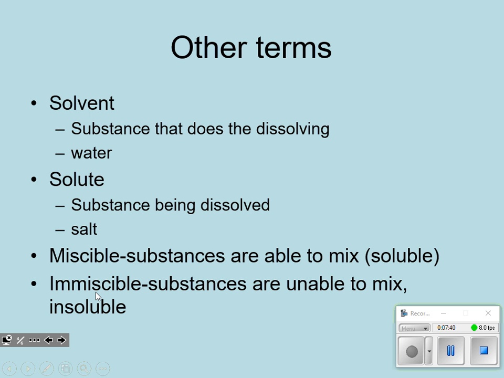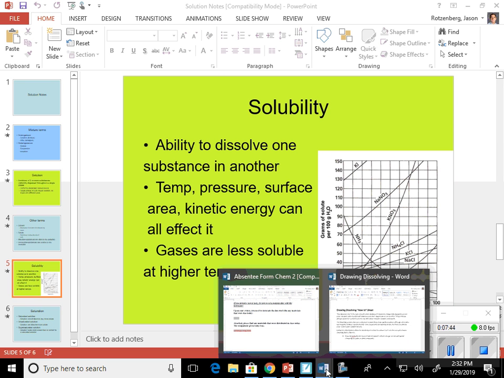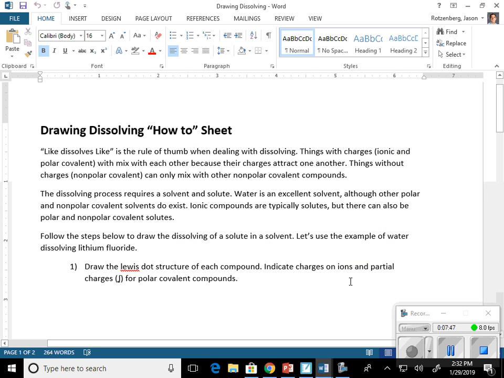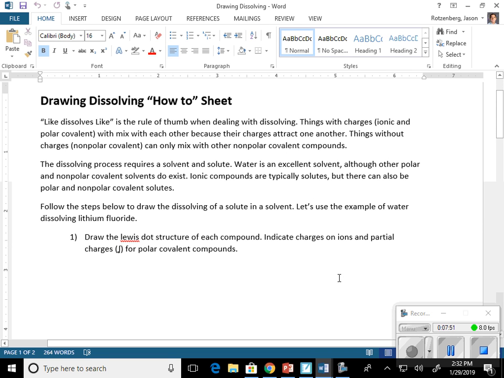What I want to do now is transition into this sheet that you picked up on the way in. So feel free to pause the video while students get this out, and then we're going to work on this sheet together.